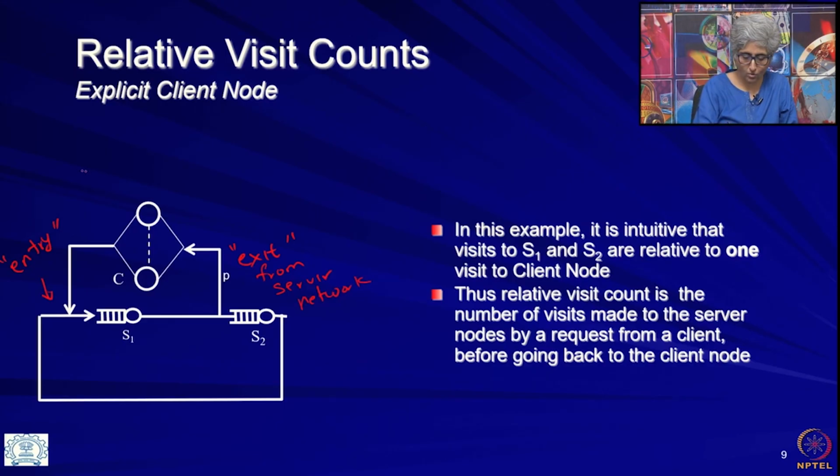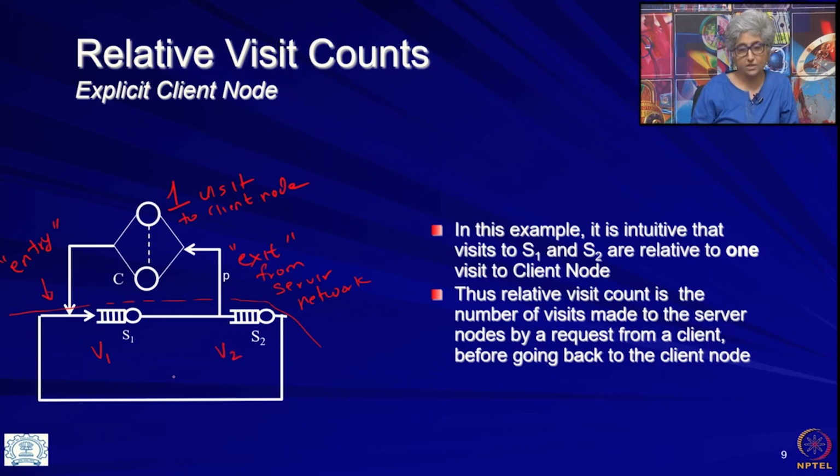So, we are calling it closed if we include the clients also in this, but there is a very clear notion and a very clear boundary in some sense of entering the server side and leaving the server side. Okay. So, for keeping the notion of the relative visit counts, we can simply say that V1 is the number of visits made to S1 relative to one visit to the client node, right. So, we just make it relative to one visit to the client node and then everything falls into place.